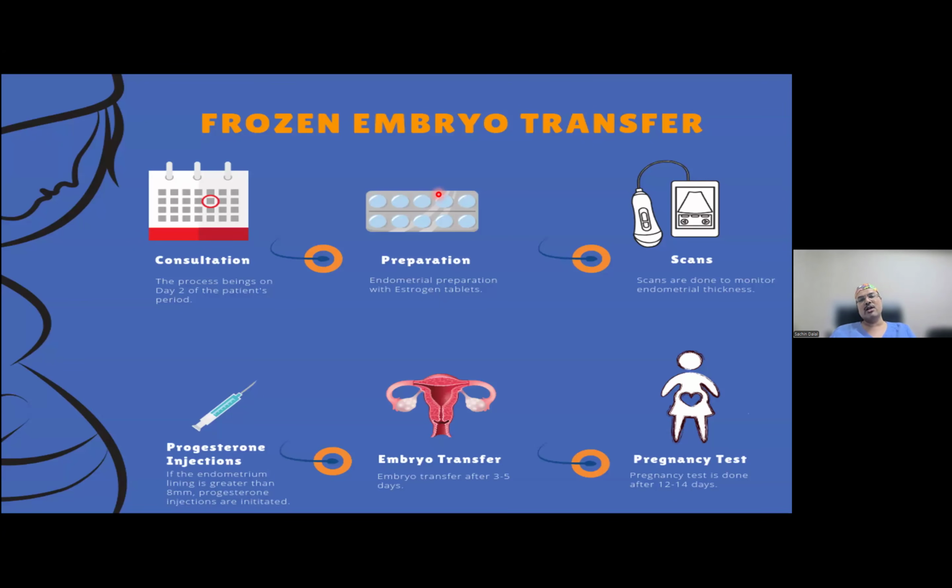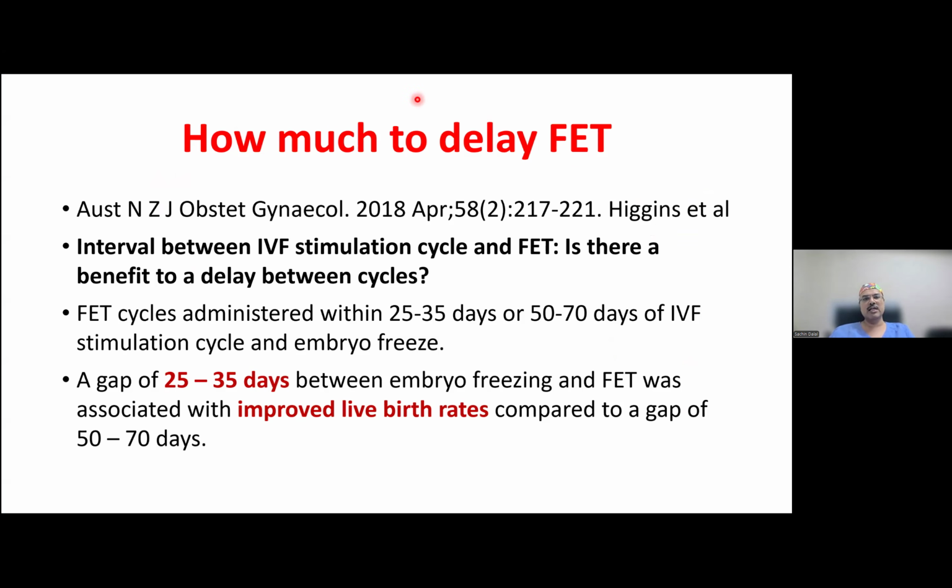So, how do you plan a frozen embryo transfer? Basically, the process begins on day 2, day 3 of the periods. Endometrial preparation is given with estrogen tablets. I use very little estrogen. I do a lot of letrozole cycles. Scans are done once the endometrium is more than 8. At my center, it is 8 millimeters. We start progesterone tablets, injections we don't use, do an embryo transfer after 3 to 5 days, and after 14 days, hope for a positive pregnancy test. So this is the standard which is followed in all cases.